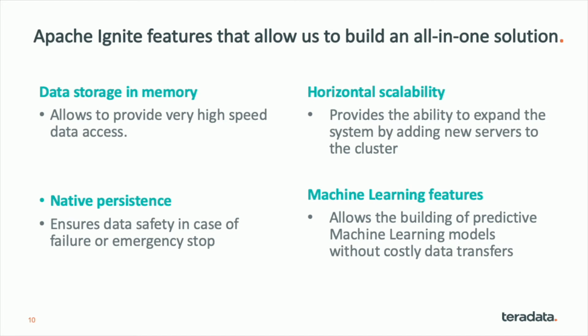Also, horizontal scalability is very important for us, because in the nearest future we are going to grow, we are going to increase the number of subscribers, profiles, attributes, and it's much better to add new machines than migrate our solution from one big server to another one. And the most important feature is machine learning, because it allowed us to use only one component without transferring data from storage to a machine learning tool.